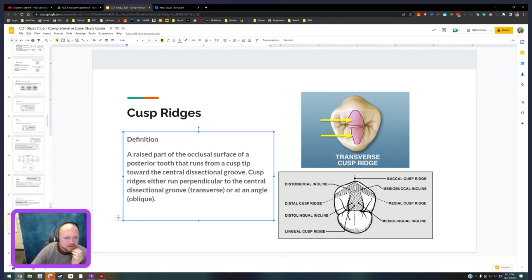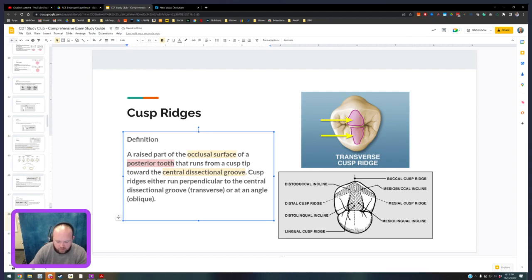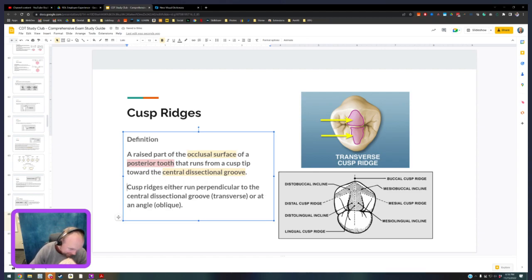A raised part of the occlusal surface of a posterior tooth specifically that runs from a cusp tip toward the central dissectional groove on this posterior tooth. Cusp ridges either run perpendicular to the central dissectional groove, transverse, or at an angle, oblique.